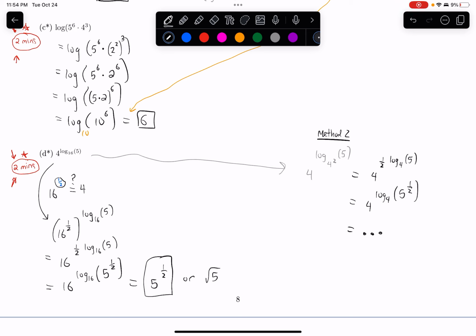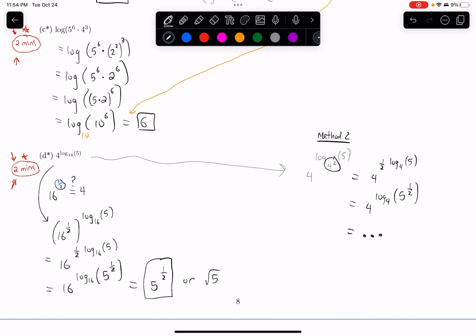So in case you were curious, well, there is a way to do it by changing that 16, but it involves using a log rule that I haven't really talked about and I don't expect you to know. But if you did want to use it, this is how it works.